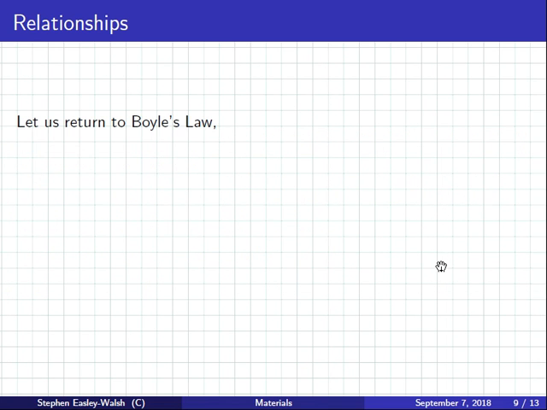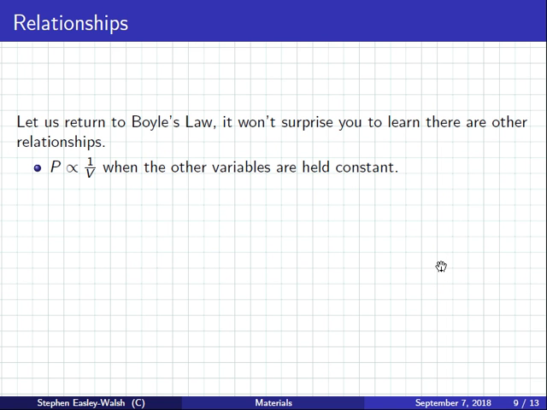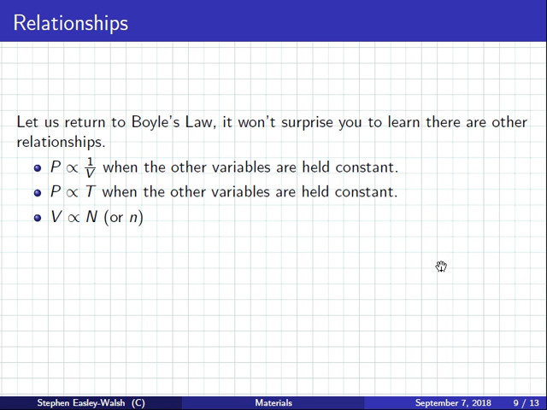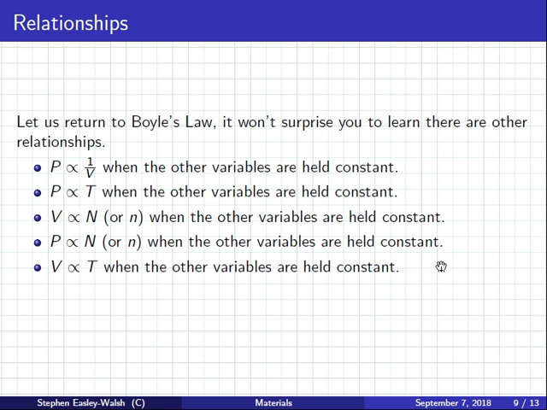Okay, next example. Let's go back to Boyle's Law. It won't surprise you to learn that there are other relationships. Boyle's: P is proportional to 1 over V. We also learned that P is proportional to T. Also, V is proportional to N. P is proportional to N. And V is proportional to T. Sorry, what's the difference between the tot and the flux? It's the same.